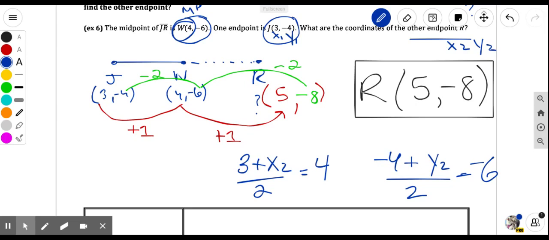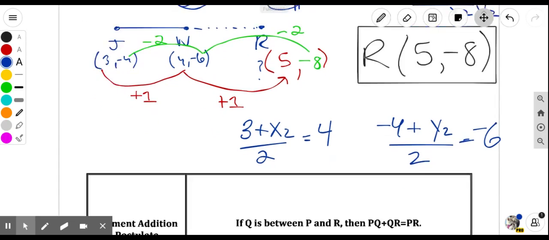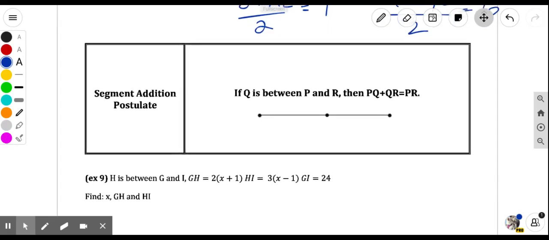So then if we solved that equation for y2, you would get negative 8. You'd multiply both sides by 2, get negative 12, add 4, and you get negative 8. So that's a more algebraic way to do it. Okay, so that's midpoint formula.